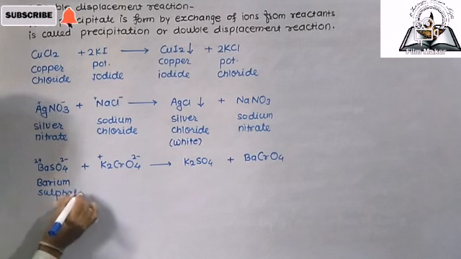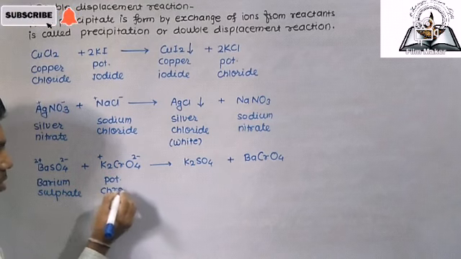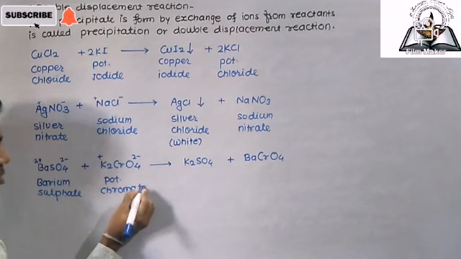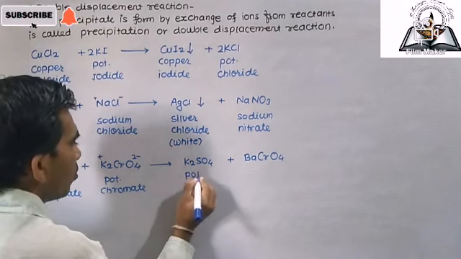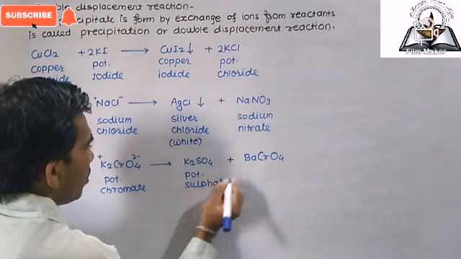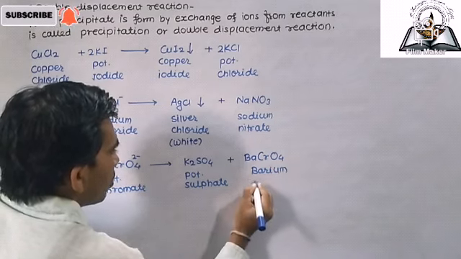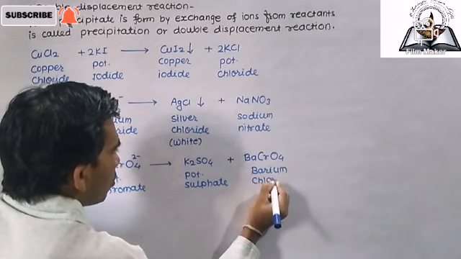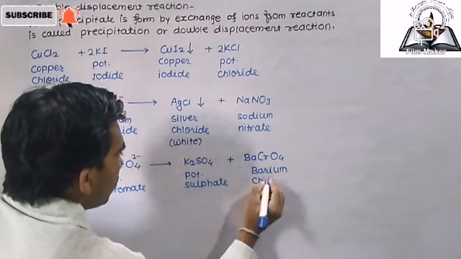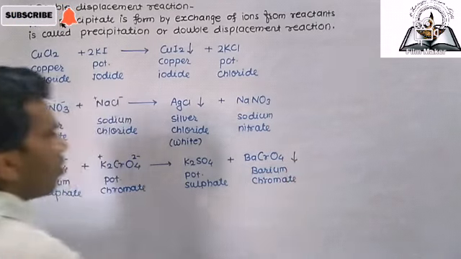Next one is potassium chromate. Next one is potassium sulfate and barium chromate. So this is the chromate, sorry, chloride, chromate. So barium chromate is the precipitate obtained.